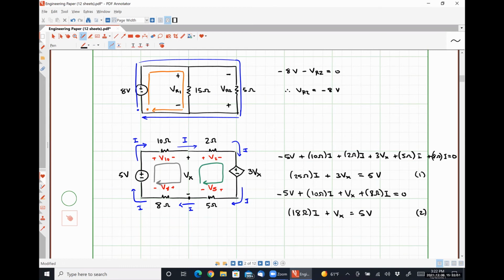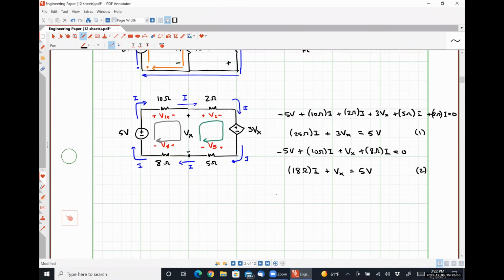So I get current I is equal to 0.345 amps and a voltage Vx equal to negative 1.207 volts.